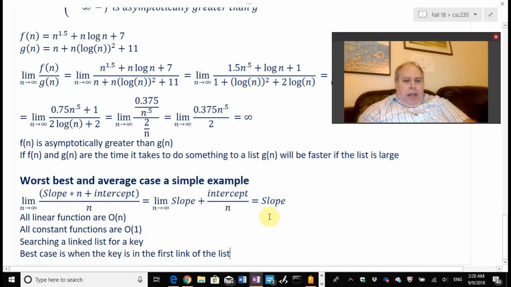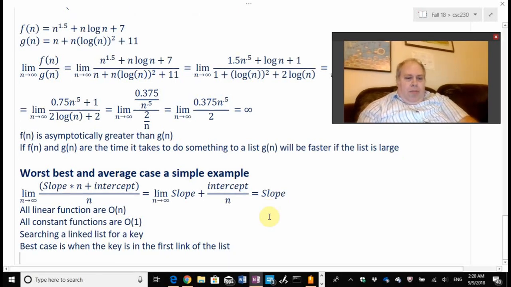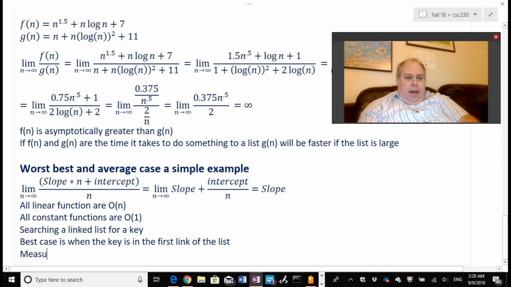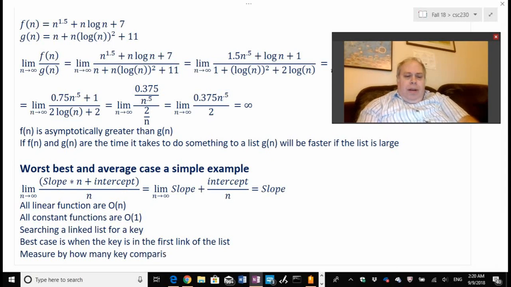And the other thing is we're going to measure by how many key comparisons. So how many times do we compare our key that we're searching for to the keys in the list? Okay, so we're going to ignore the time it takes to compare two keys.